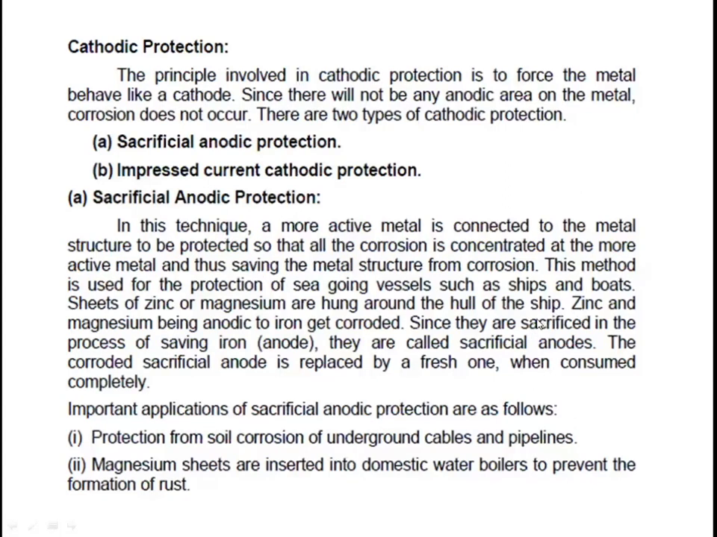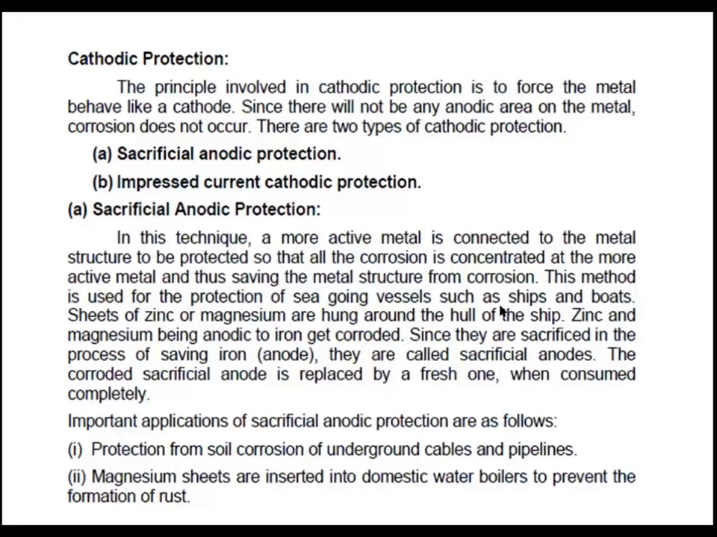For example, zinc and copper. If we want to protect a copper wire, we have to connect the copper with zinc, because zinc is more active than copper, and zinc will be slowly corroded and copper will be protected. Here, zinc is called the sacrificial anode. The metal which is protected is called the base metal. Next, the corroded anode is replaced by a fresh one.